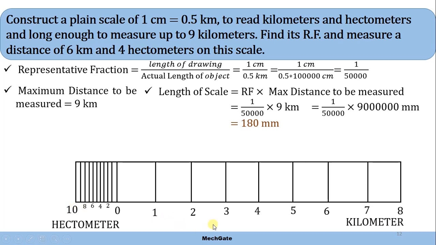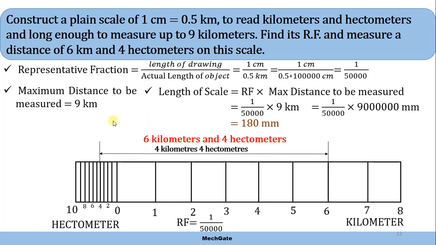Mention the RF below this scale. So this is my RF, and this is my complete plain scale. Now let's represent the given measurement, that is 6 kilometer and 4 hectometer. So 6 kilometer is over here, and 4 hectometer is over here. Extend the line from these two points and represent 6 kilometer and 4 hectometer.